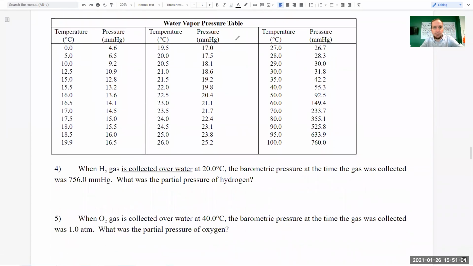Okay, number 4, it says that when hydrogen gas, again, here's the key phrase, is collected over water at 20 degrees, the barometric pressure, again, remember, barometric pressure, this is the total, at the time the gas was collected, because remember, air pressure fluctuates, right? Fluctuates hour by hour, day by day. So at the time it was collected, it was 756 millimeters of mercury. Okay, again, that's the total, right? Barometric, this is the total. Then we have, again, what is the partial pressure of the hydrogen?